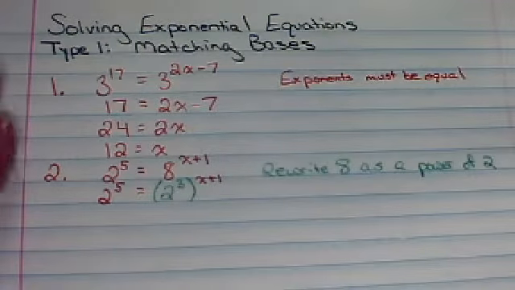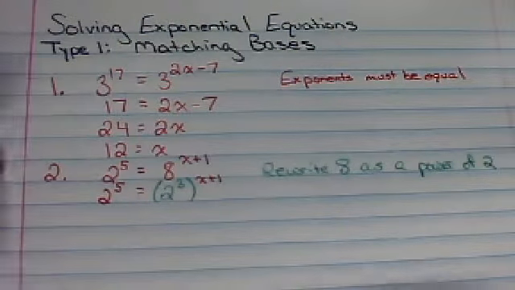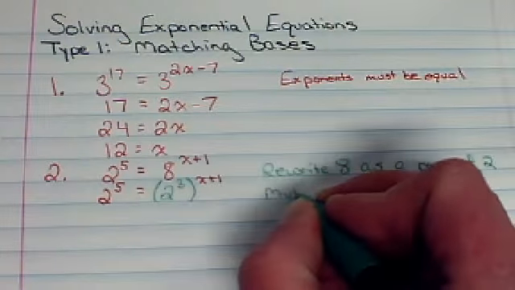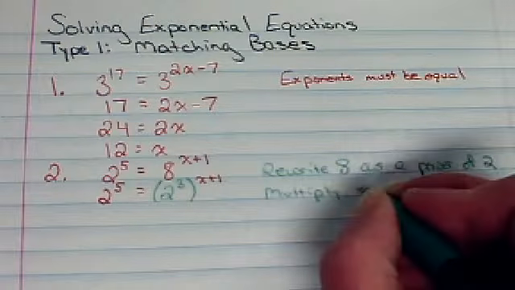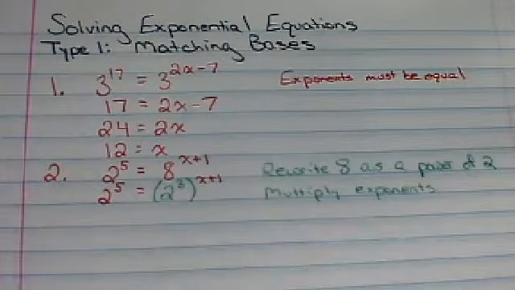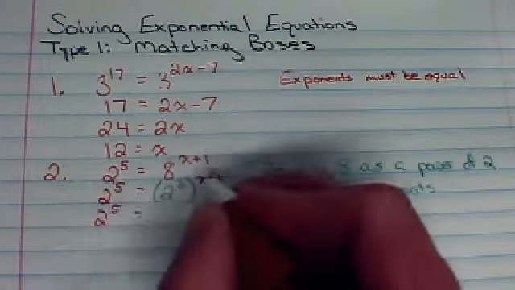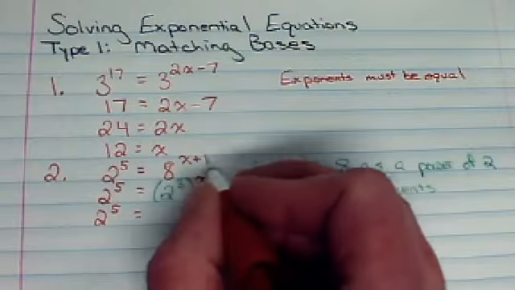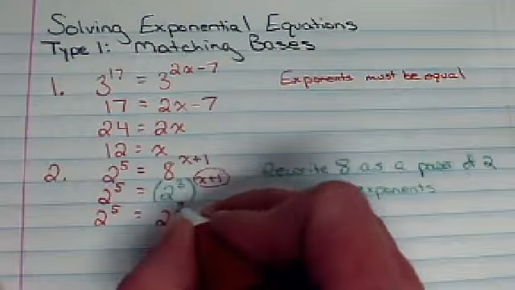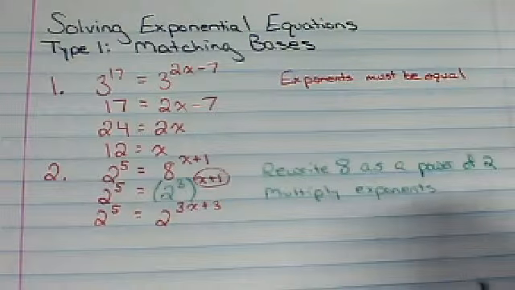Now, there was a rule about if you have a power to another power. I believe the rule was you multiply. So the next step, we're going to multiply those exponents. Now the left side's still the same, 2 to the 5th. But if I take 3 times the exponent x plus 1, it has to multiply times all of that. I would get 2 to the 3x plus 3, because it multiplies to both the x and the 1.